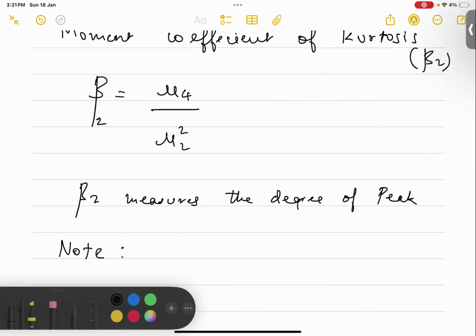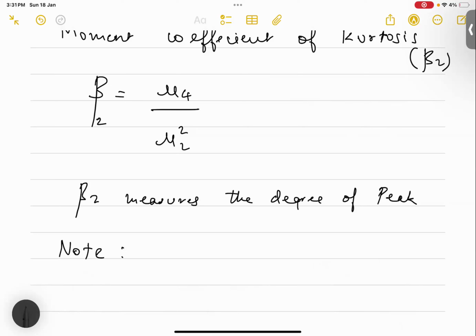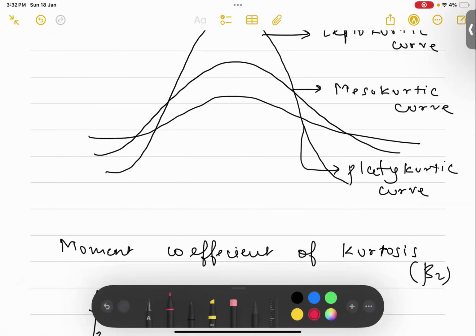Note, if beta 2 is equal to 3, we have a mesocurtic curve. The peak is in the center. It's not flat. The middle one, the red colored one, is mesocurtic.